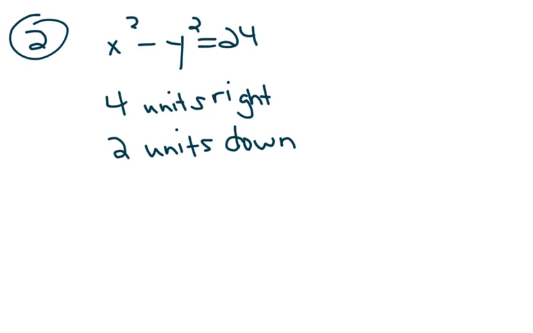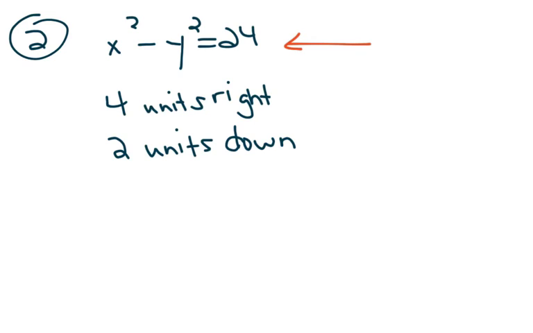Just like we did in Algebra 2 when we were translating graphs, we can translate conics. And really that's what's happening when we add in a number for h and k. The original equation here, x squared minus y squared equals 24. And I want to rewrite this equation, which is a hyperbola, so it's translated 4 units to the right and down 2 units.